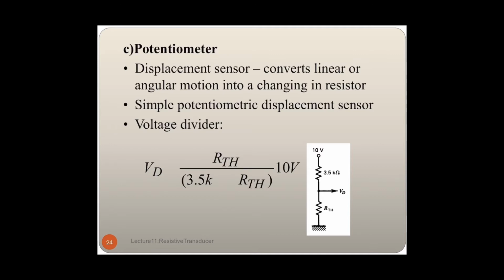In this voltage divider equation, we can see that the voltage output is actually a ratio of resistance over total resistance, multiplied with the voltage input.